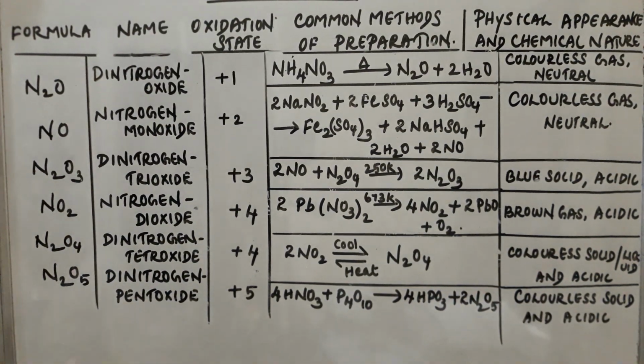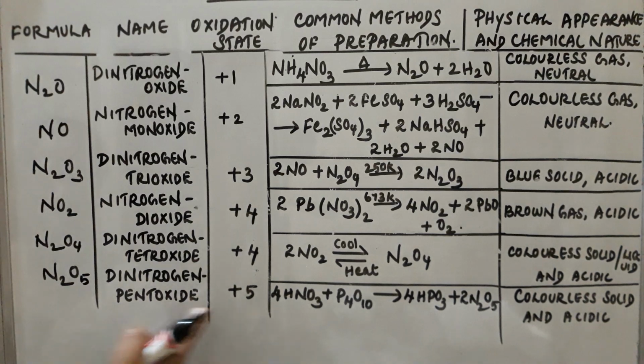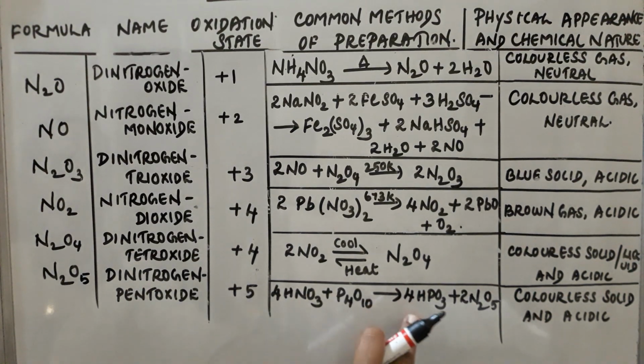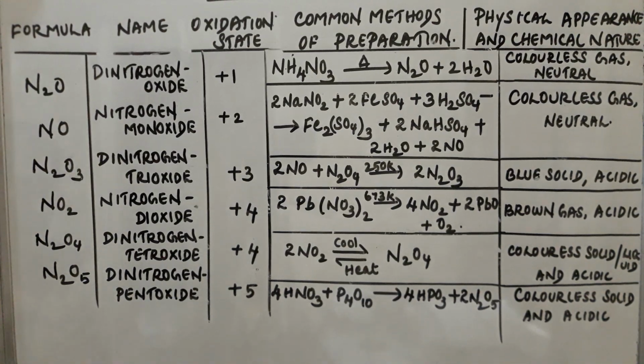Now the last one, N2O5, dinitrogen pentoxide. Its oxidation state is +5, or we can write dinitrogen 5 oxide. 5 represents the oxidation state. How can we prepare it? It can be prepared from nitric acid, HNO3, and P4O10. On reaction it gives HPO3 and N2O5. So dinitrogen pentoxide is obtained. It is a colorless solid and it is acidic in nature.